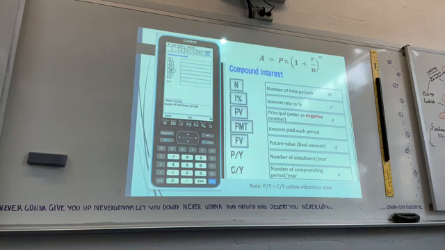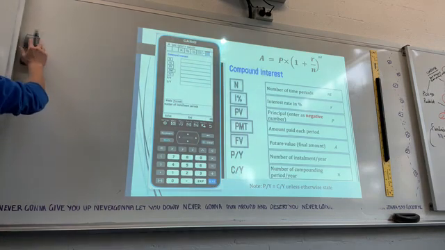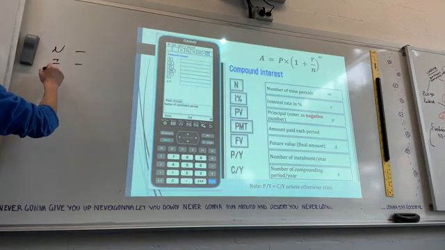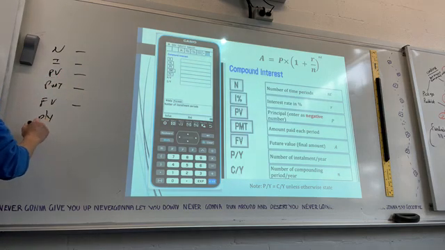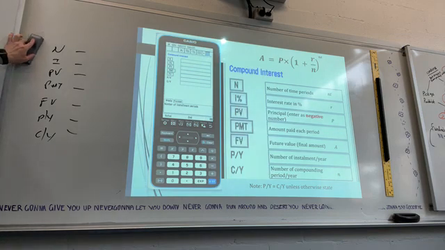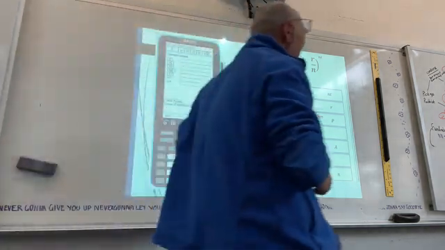In the exam, when you answer a question, sometimes all you need to do is write down N equals something, I equals something, PV equals something, PMT equals something, FV equals something, PY and CY. You need to list this out in the exam, so that the markers know that you are using your calculator properly. And if you made a mistake, we know where you made a mistake. Write this down. It's important how you associate each box.